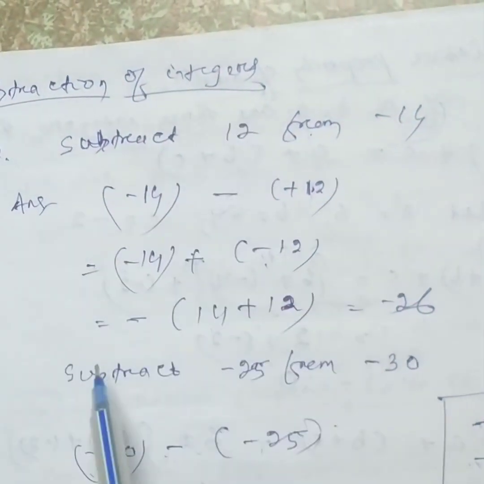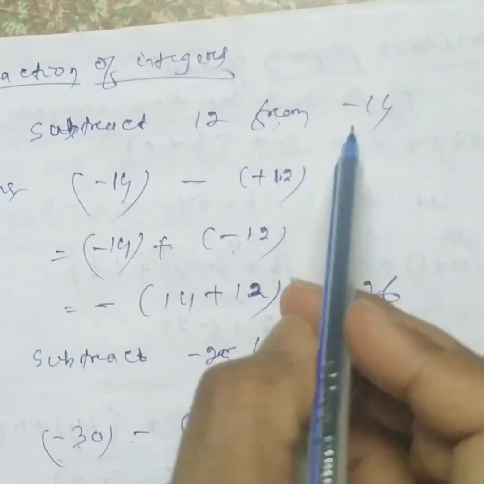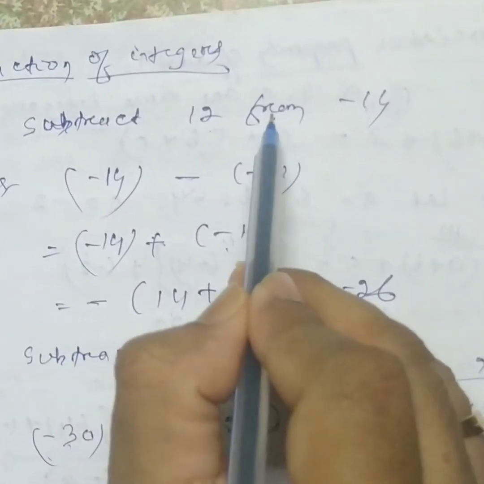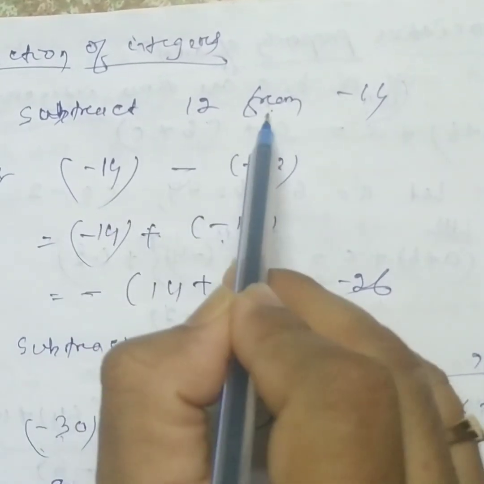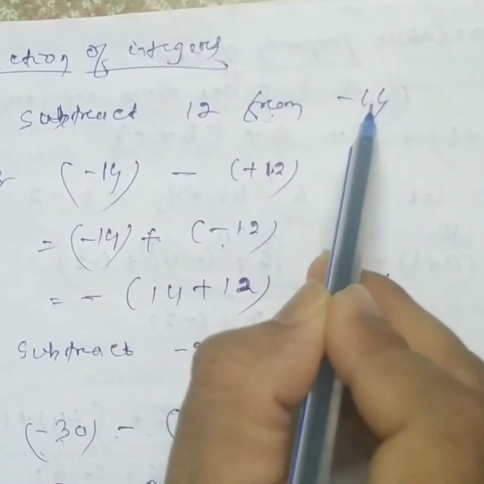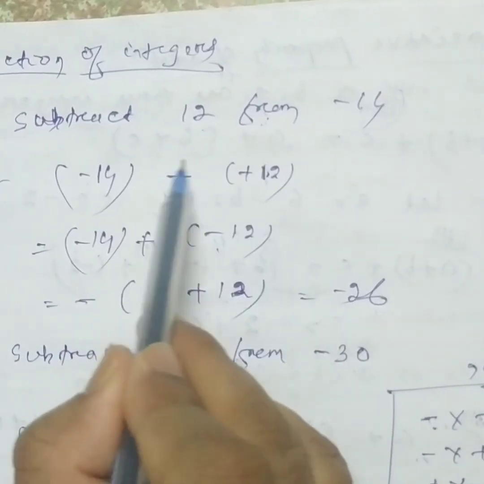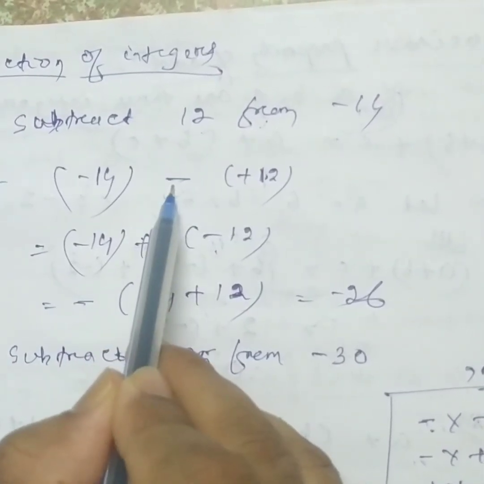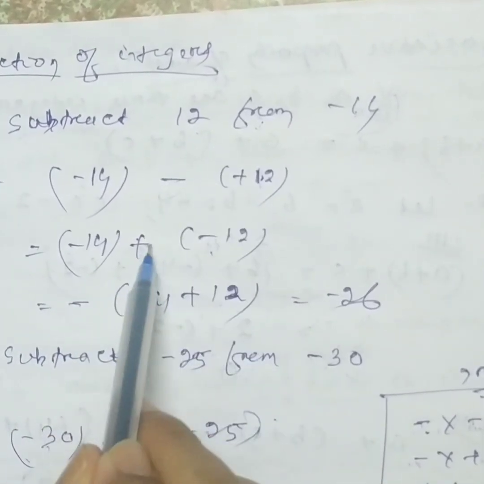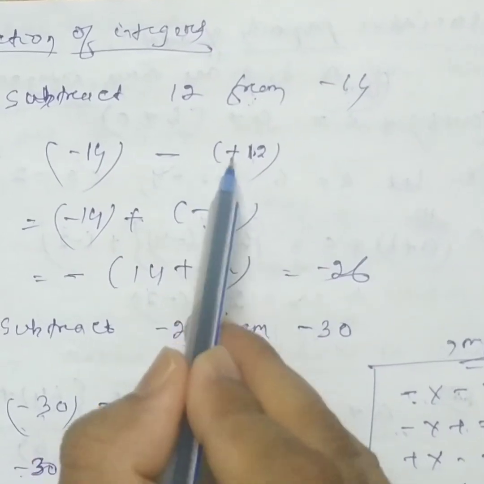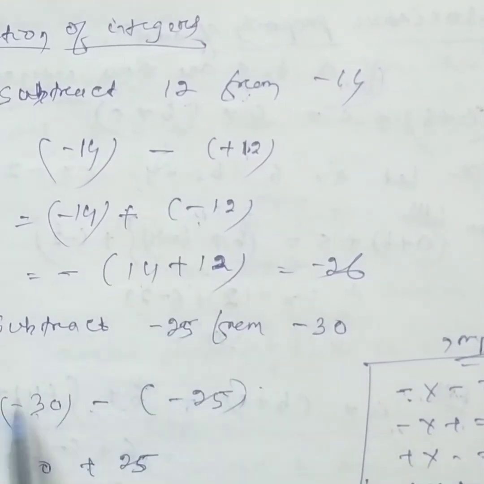Subtraction of integers. The question is: subtract 12 from -14. Okay. So first, what is written after "from", you have to write first. Remember, what is written after "from", you have to write first here. Then for "from", you have to give the symbol minus. Then plus 12 is there.